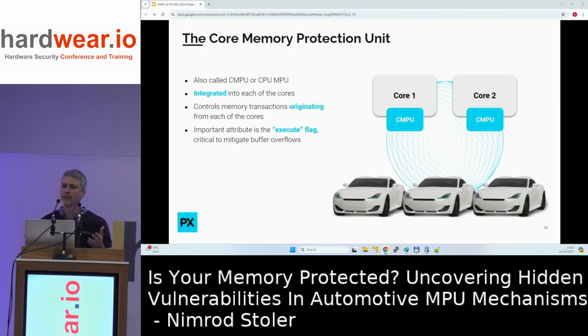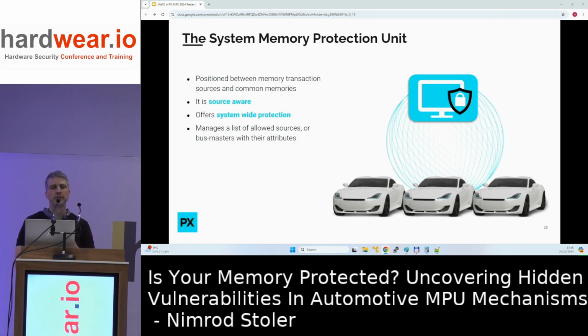Cores can naturally read and write memory, but perhaps their main objective is to execute code from memories. And therefore, one important attribute of the CMPU, the core memory protection unit, is the execute attribute, which marks the memory regions that each core is allowed to execute code from. As we shall see when we get to the NXP PowerPC chip, some vendors integrate the CMPUs inside the system memory protection unit, or SMPU, to create an extended SMPU.